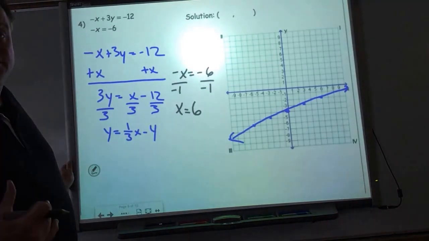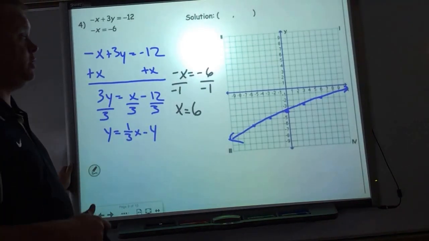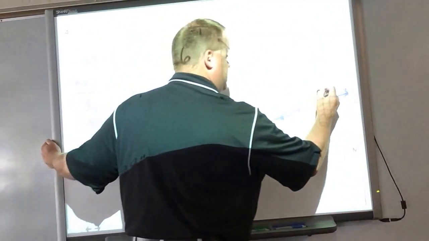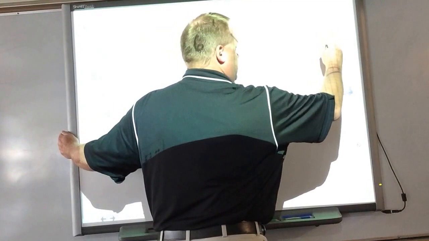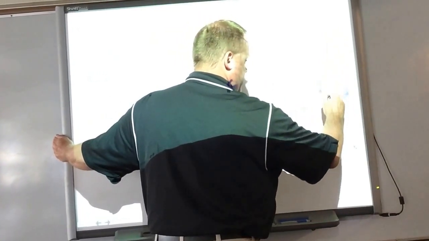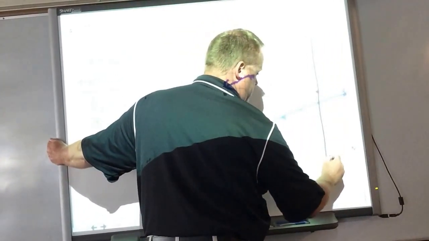You are correct in your thought, and this is a vertical line going through the point 6. If you weren't thinking that, this is one of those that you have to start just memorizing: x equals a number is a vertical line.